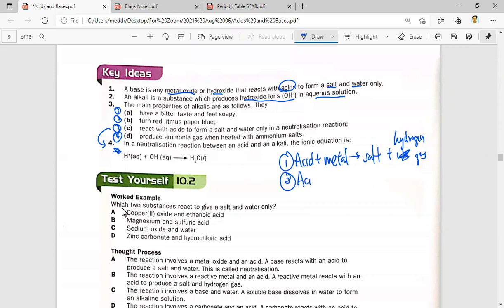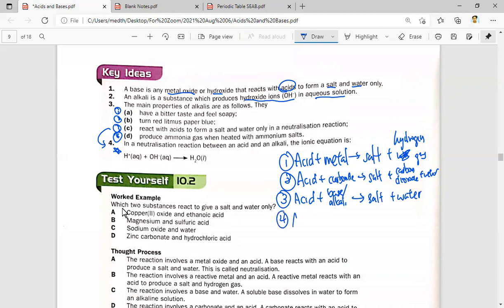The second one, acid can actually react with carbonate. What will it give you? It will give you salt plus carbon dioxide plus water. Third reaction, acid can react with your base or your alkalis, because alkalis are a special group of bases. We give you salt plus water. And the last reaction here is actually alkali plus ammonium salt.